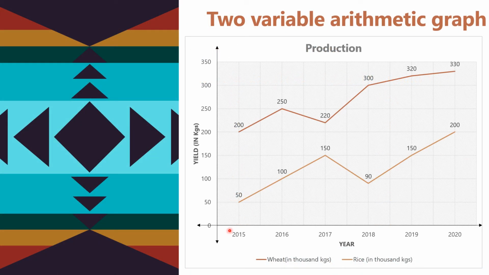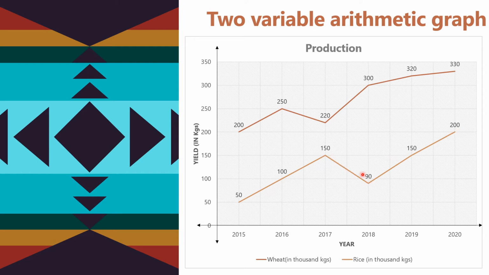Here you can see the yield or the output or the production is plotted along the y-axis and the various years are plotted along the x-axis. So in one case there's a legend here. You need to say which color code you are using to express which variable. So in this case the darker shade of brown shows the output of wheat and the lighter shade of brown shows the output of rice in 1000 kgs. So this curve here is expressing the yield or output of rice.